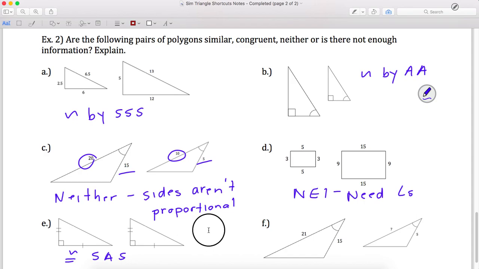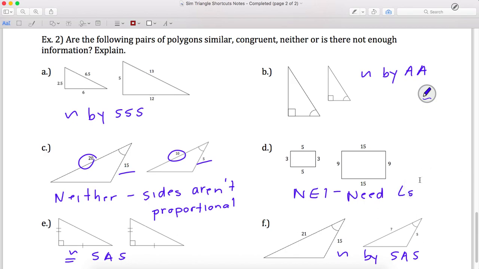Okay, and last but not least, here on part F, we have a situation, or at least a picture, that's pretty similar to what we had in part C, where we have a side angle side type of setup in both triangles. And if we look at the side lengths, 7 went to 21, so that tripled, and 5 went to 15, so that also tripled. So this time, unlike before back on part C, we can say that these are similar by side angle side because the sides actually are proportional this time.